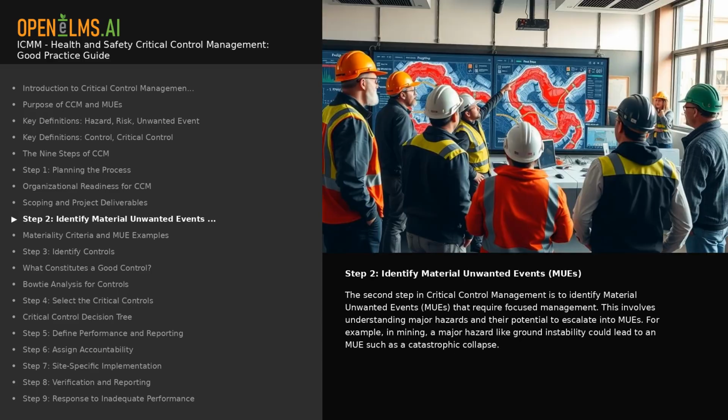Step 2. Identify material unwanted events, MUEs. The second step in critical control management is to identify material unwanted events, MUEs, that require focused management. This involves understanding major hazards and their potential to escalate into MUEs. For example, in mining, a major hazard like ground instability could lead to an MUE such as a catastrophic collapse.